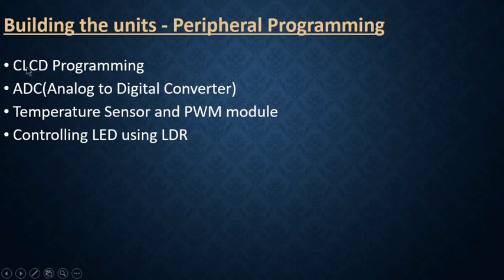Here, we use the CLCD to display the output, and we learned about the ADC. ADC is nothing but the analog to digital converter. It is used to convert an analog signal such as voltage to a digital form so that it can be read and processed by a microcontroller.